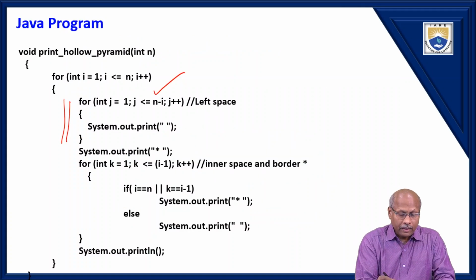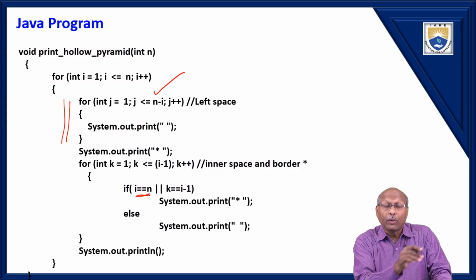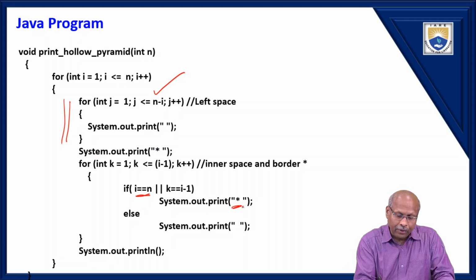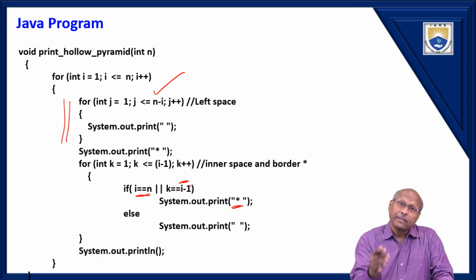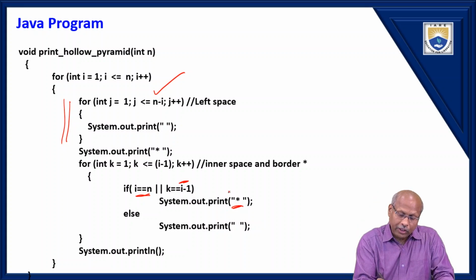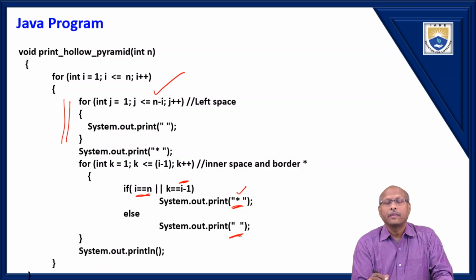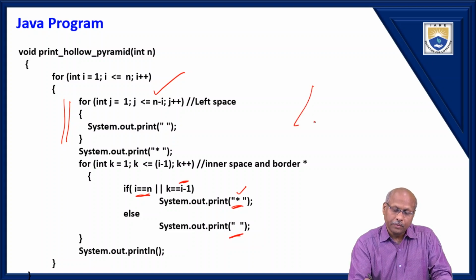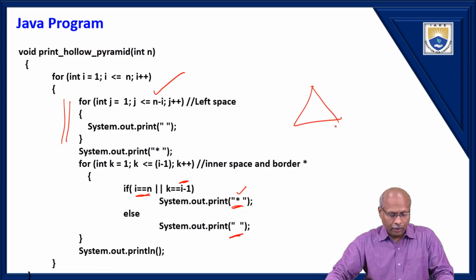Now, in the program, here I am checking whether I equal to 1 or not. If I equal to n, that means if I go to the bottom row, then I will print star only. If at all k equal to I minus 1, I minus 1 means the last column. If at all the last column comes, again print star. But if it is not n or not I minus 1, then print space. So this is the way it will keep on printing a hollow pyramid. Now let us write the program for this.